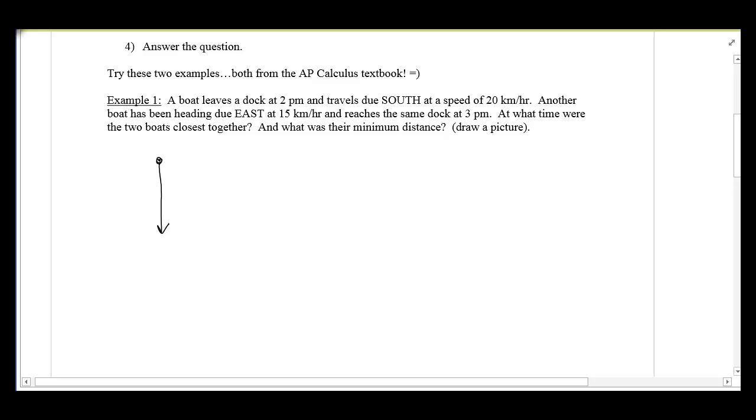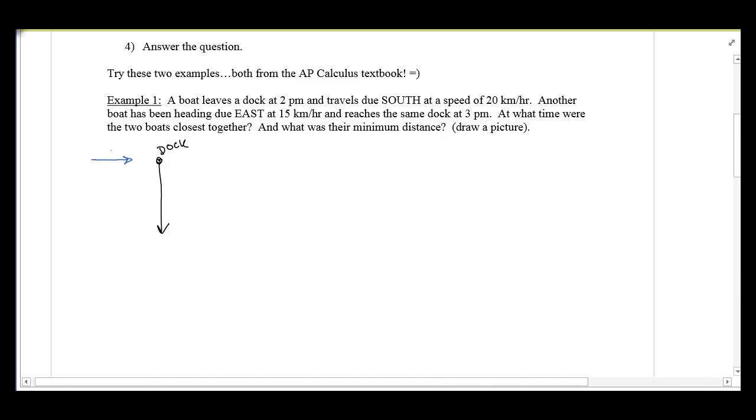So, boat, right, going due south at a speed of 20 kilometers per hour. So that's the dock. And it says here there's another boat that's heading due east. So I'm going to use my blue pen. I'm going to draw a boat heading due east, but it's actually to the west of the dock, and it's traveling towards the dock. And it says it reaches the dock at 3 p.m., so 1 hour later. The question we have for ourselves is, at what time were the two boats closest together?